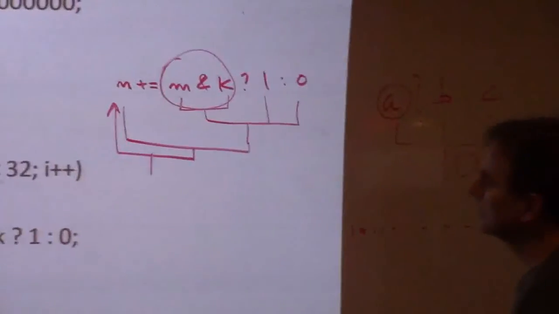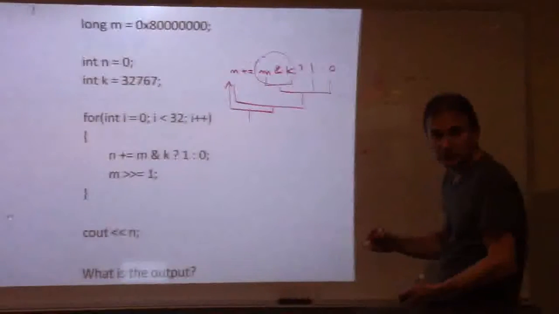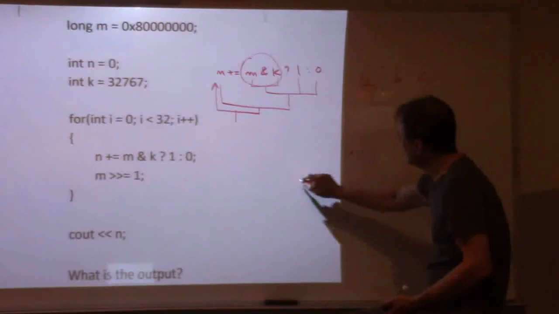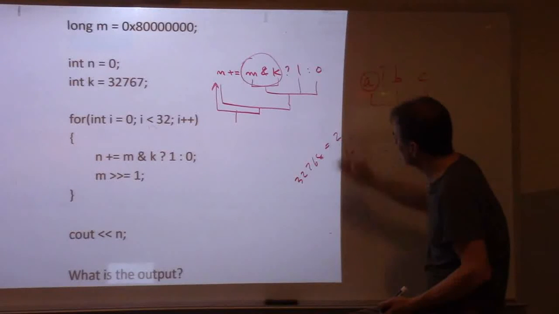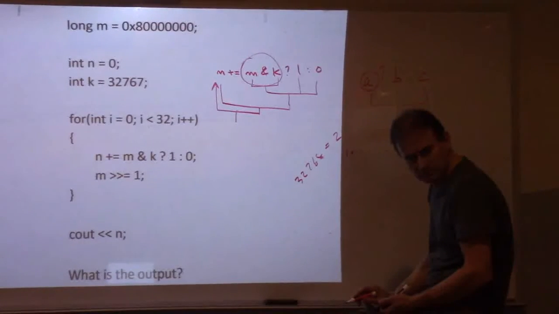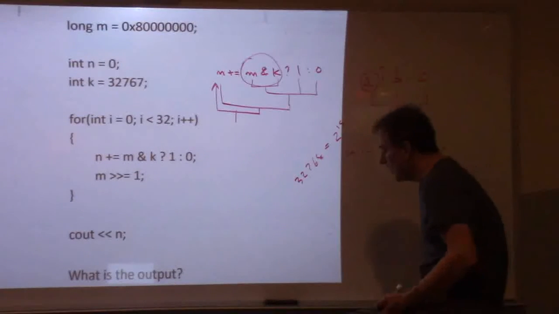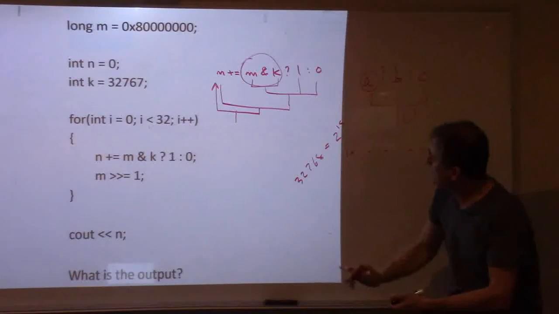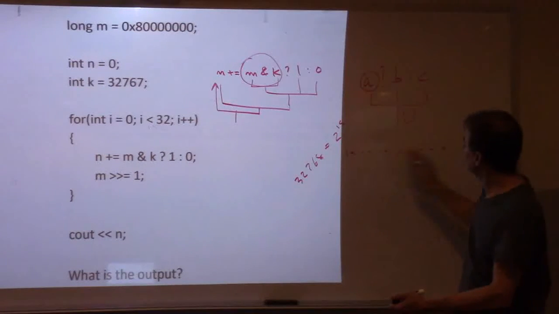Well, anybody know what 32767 is? It's very close to 32768, which is also known as 2 to what power? 15. 2 to the 15th power. Okay, so in terms of bits, do you know what that looks like? Because this one looks like 1 followed by all zeros.